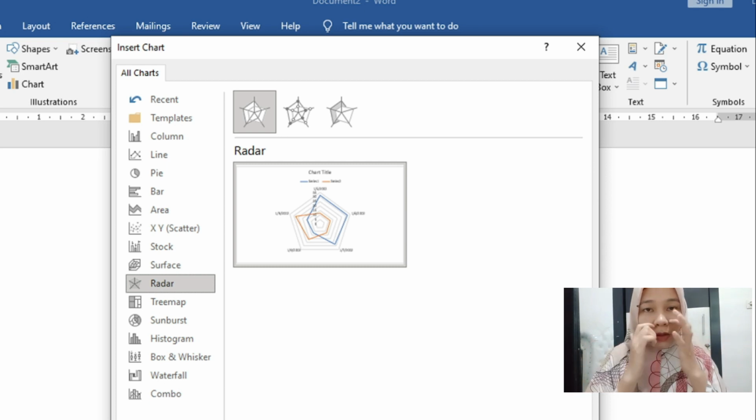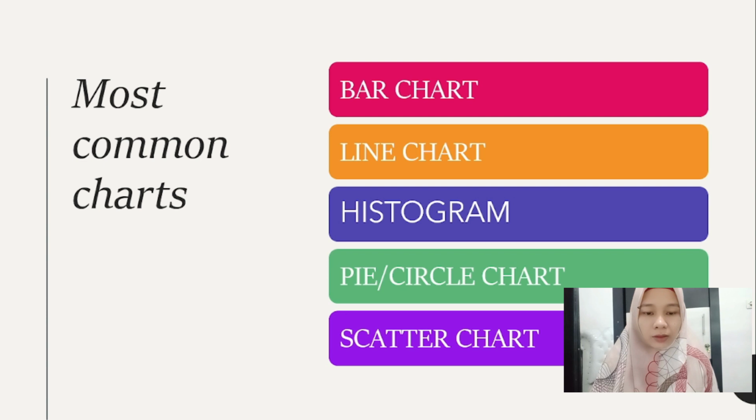There are 15 types of charts in my Microsoft Word. But through this live streaming, I think we will not learn all of the types of charts, because it takes time, right? And we don't have that much time. So I will only explain some of them, maybe 4 or 5 kinds of chart.